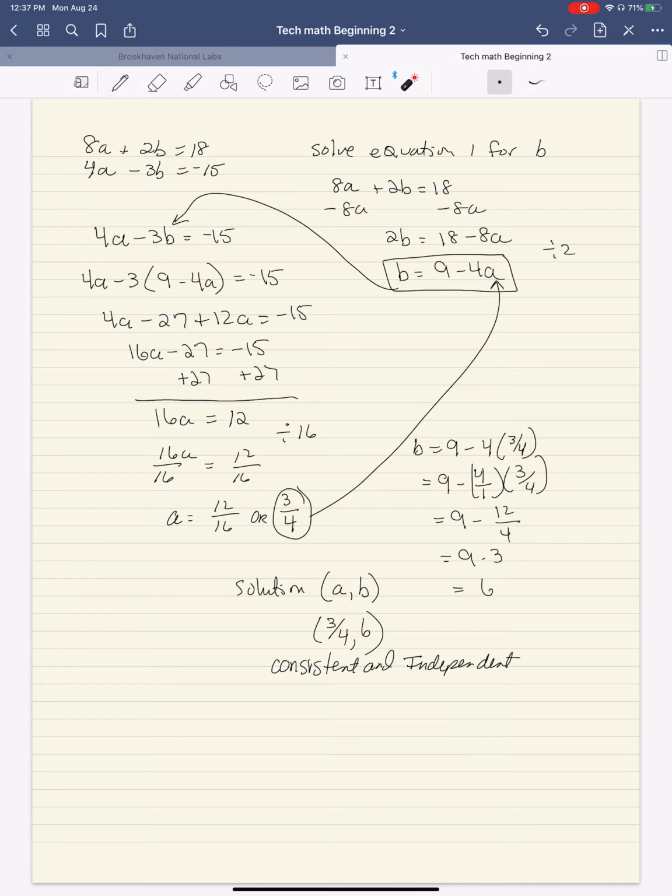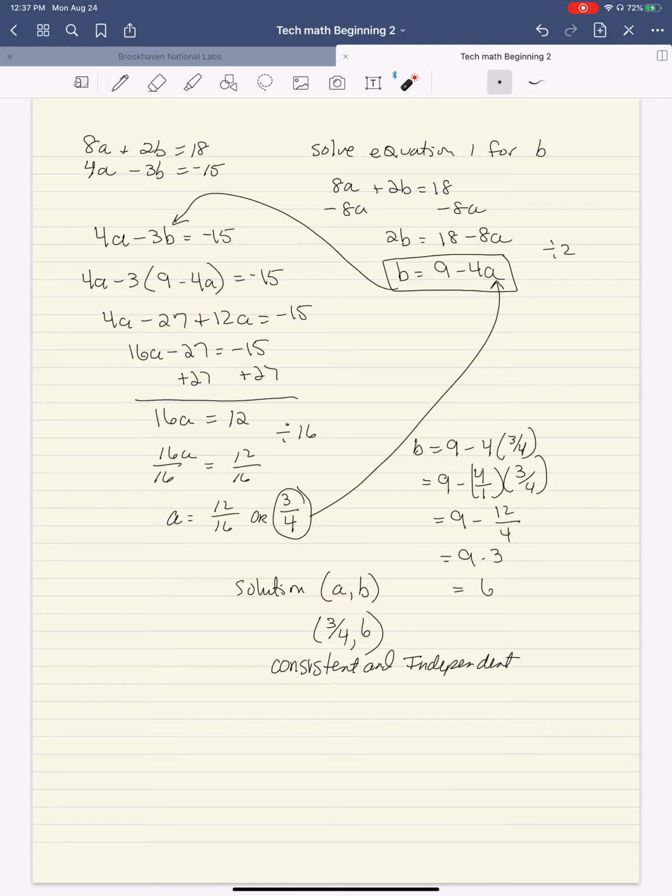So b is going to be 9 minus 4 times 3/4. So 9 minus 4 over 1 times 3 over 4. 9 minus, when you multiply fractions, multiply the numerators, multiply the denominators. So 4 times 3 is 12. 1 times 4 is 4. 12 divided by 4 divides out to a 3. So it becomes 9 minus 3, or 6.